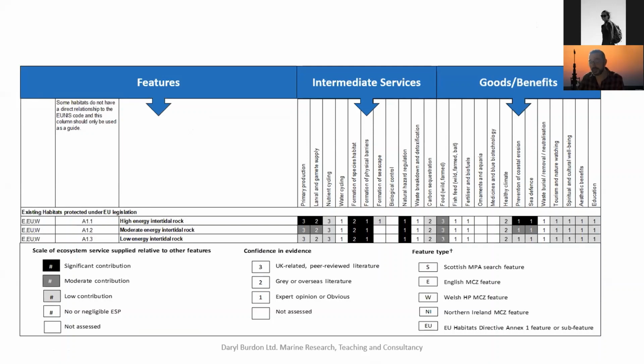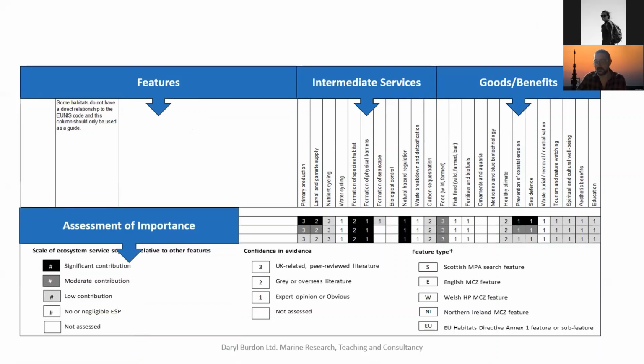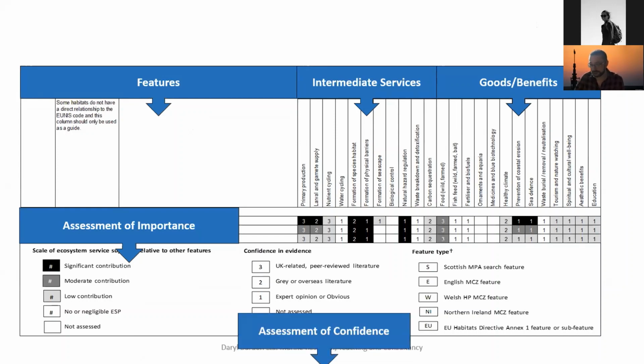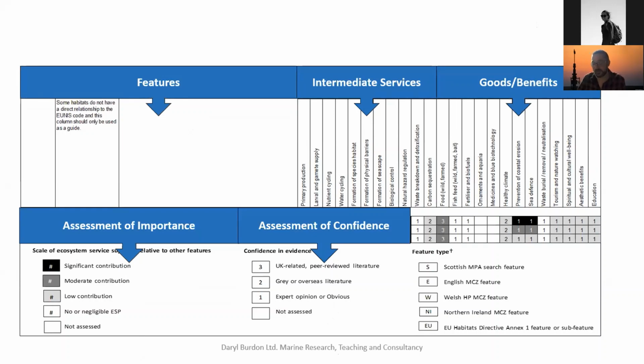We have the goods and benefits produced as well. Then we have an assessment of the importance. So for every species, every habitat, we made an assessment that was peer reviewed, consulted widely using an expert-based approach, of whether those habitats and species provided a significant, moderate, or low or no contribution. We also made an assessment of confidence in terms of the information behind that relationship.